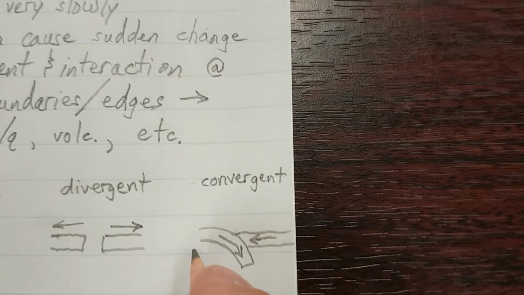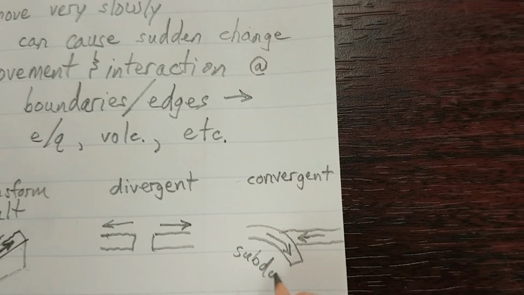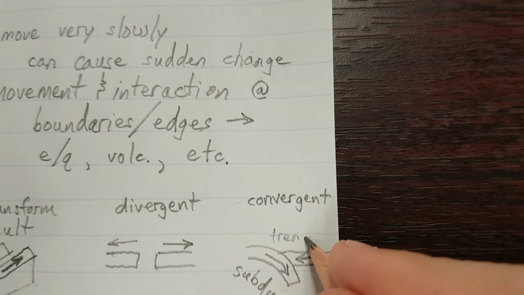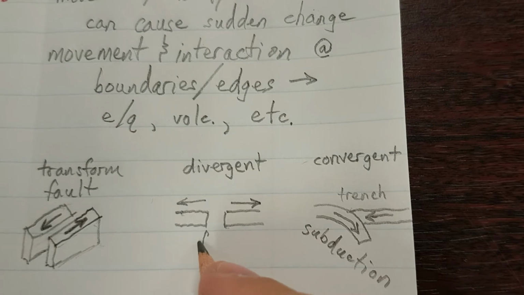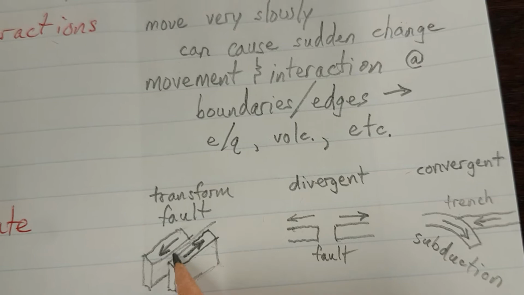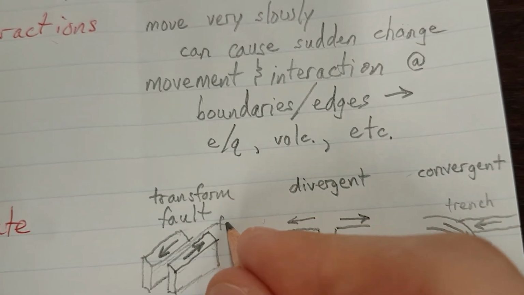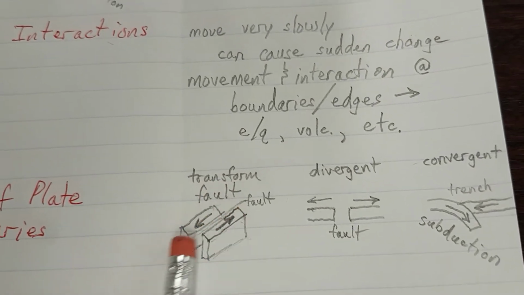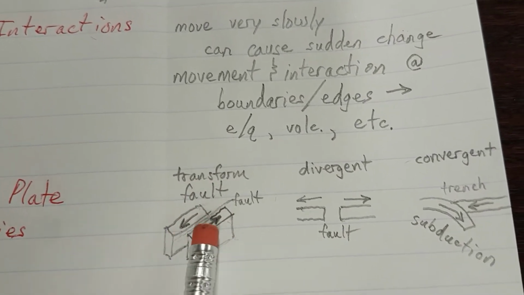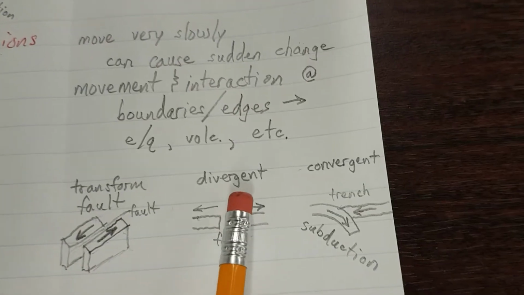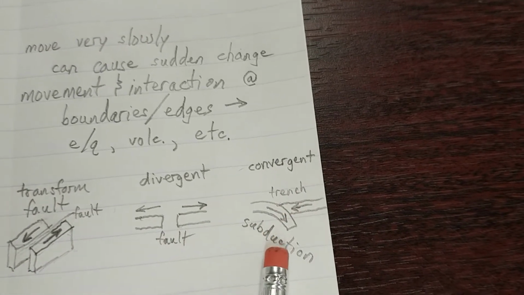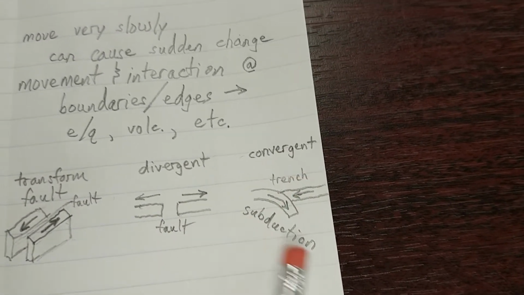Let's go ahead and label those. S-U-B-D-U-C-T-I-O-N. Trench, T-R-E-N-C-H. Right here is the fault, F-A-U-L-T. And right along that part right there, that's the fault, F-A-U-L-T. So transform fault means they're sliding past each other, or transforming or changing the fault, the crack. Divergent means that they're moving apart, and convergent means that they're coming together, causing a trench because of the subduction.